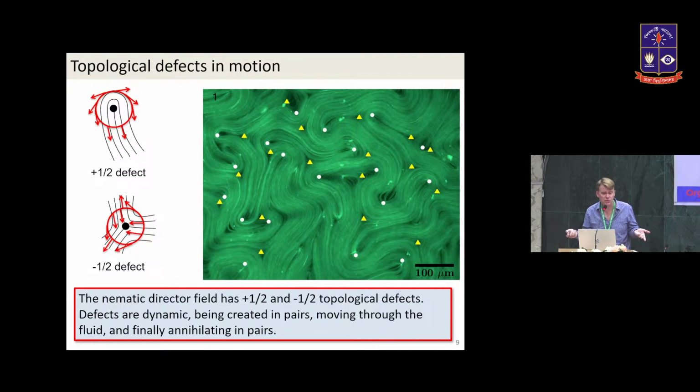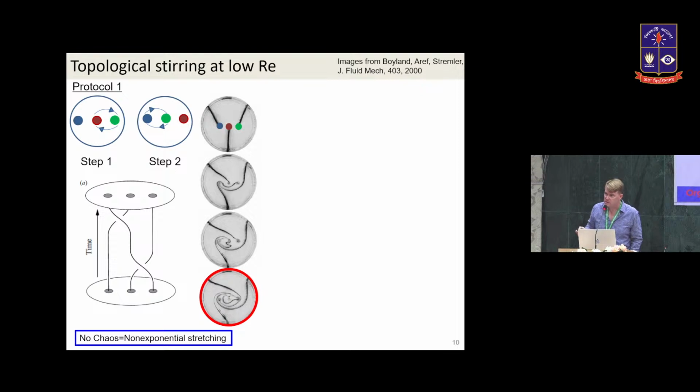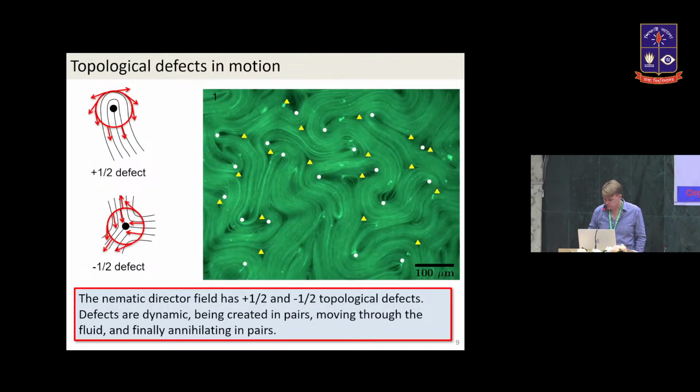Now, topological charge, just like electric charge, is conserved. So these defects can be created, they can be destroyed, but only in pairs, +1/2 and -1/2 pairs. And so, here's the video of the motion of the defects. You can see these defects moving around. You'll see them being created and destroyed, but always in pairs. Okay, so this is the basic system we want to study.